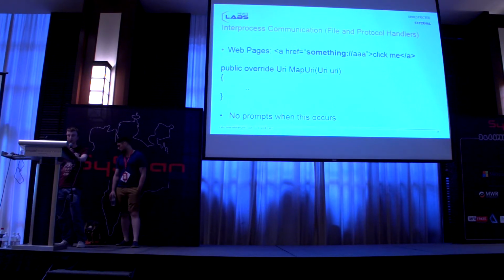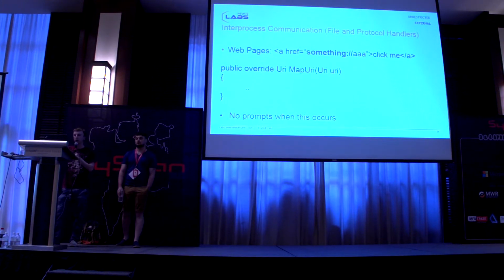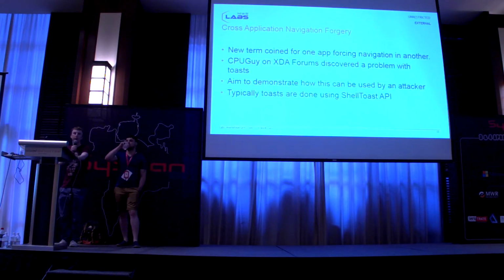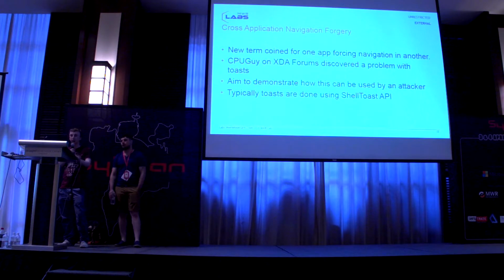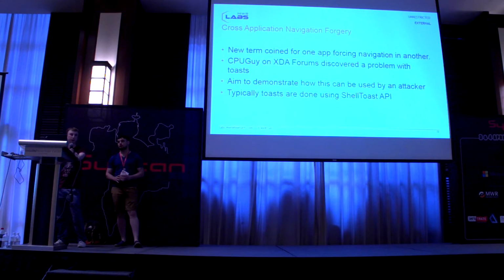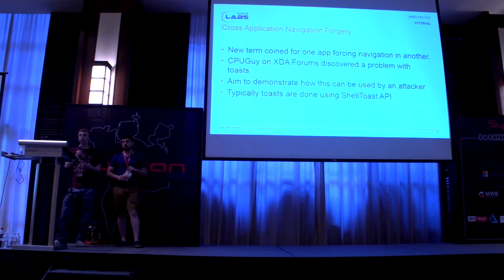From looking at the top 30 marketplace applications, it seems that most developers are aware of this, and we've not found any vulnerabilities in this area so far. So that was the documented way of doing IPC as specified in MSDN. But there's another undocumented way as well, which I've coined cross-application navigation forgery. It's essentially forcing a navigation from one application to another application.